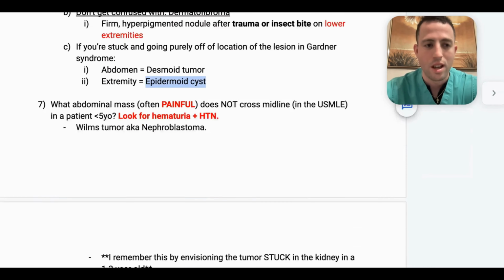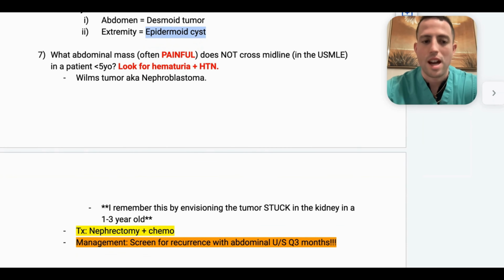Number 7, again, another 10 out of 10 high yield topic. What abdominal mass that is often painful does not cross midline in the USMLE in a patient that is less than 5 years old? They also may have hematuria and hypertension. And your answer is a Wilms tumor, aka a nephroblastoma.